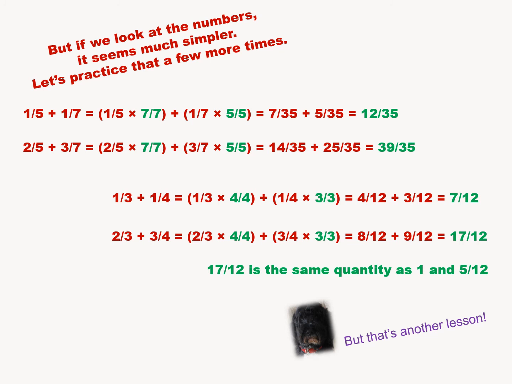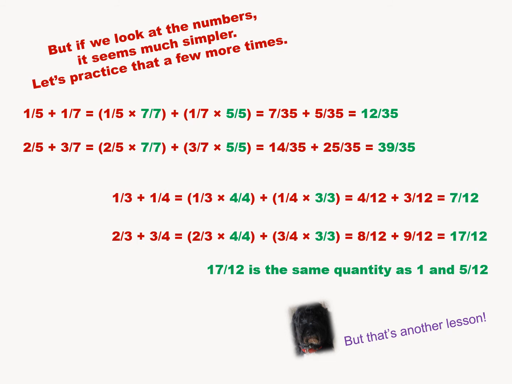Let's practice it a few times. Suppose we want to add 1/5 and 1/7. Well, we just simply multiply 1/5 by 1 in the form of 7/7. And then we multiply 1/7 by 1 in the form of 5/5. The result is 7/35 plus 5/35, equivalent fractions with a common denominator. And then we just add up 35ths. We find we have 12 of them.